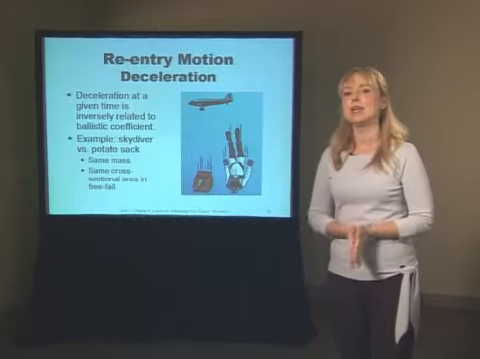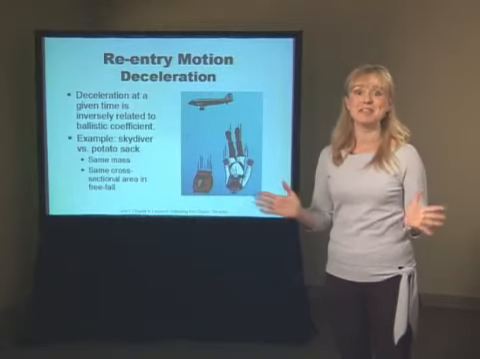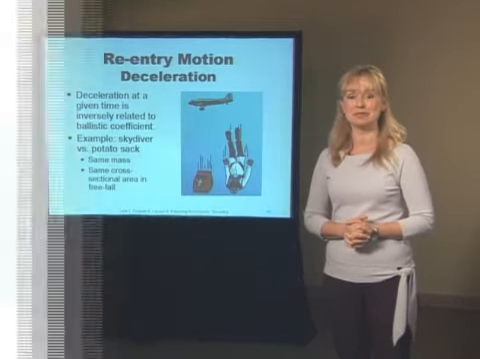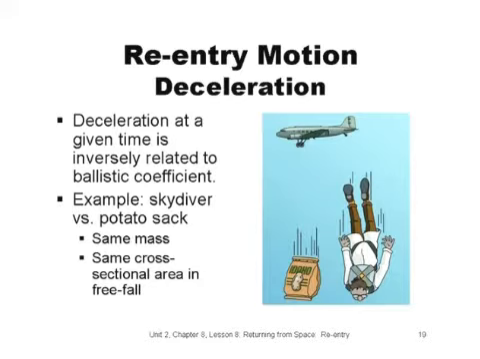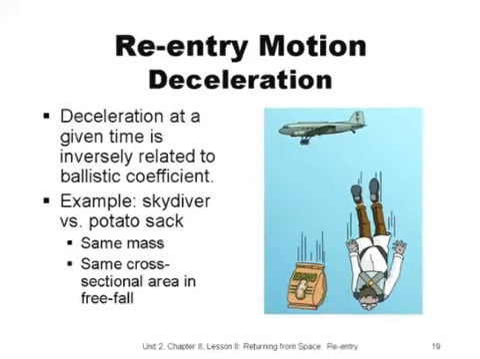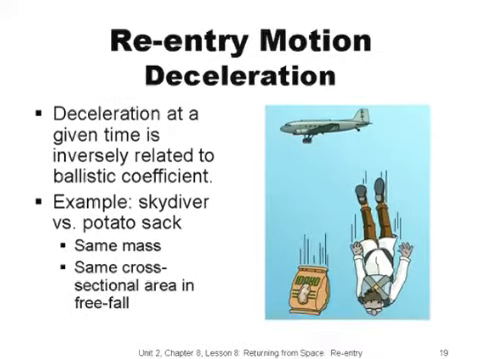Let's talk about deceleration by describing Jerry, our daring rocket scientist, and a sack of potatoes falling out of an airplane as an example. The amount of deceleration an object experiences while traveling through the atmosphere relates inversely to the object's ballistic coefficient. An inverse relationship between two things means that when one goes up, the other goes down. The same principle applies to deceleration and ballistic coefficient, or BC. Okay, let's see what BC really represents.